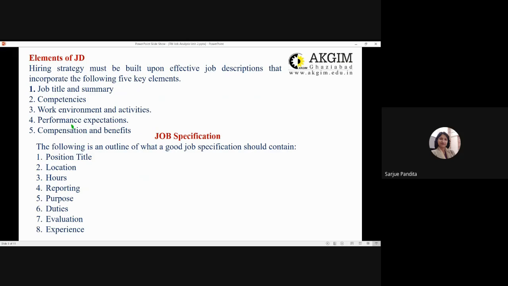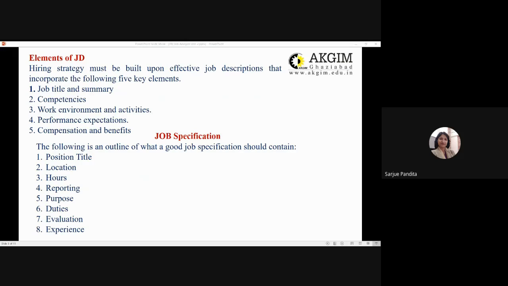Now there are certain elements of a job description. When we write a job description, the hiring strategy is built upon effective job descriptions that incorporate certain elements. These elements are job title and summary, competencies, work environment and activities, performance expectations, compensation, and benefits. So, when we said that we have to keep in mind the principles for writing a job description, one should simultaneously be aware of what all a JD includes. So, first is job title and summary.